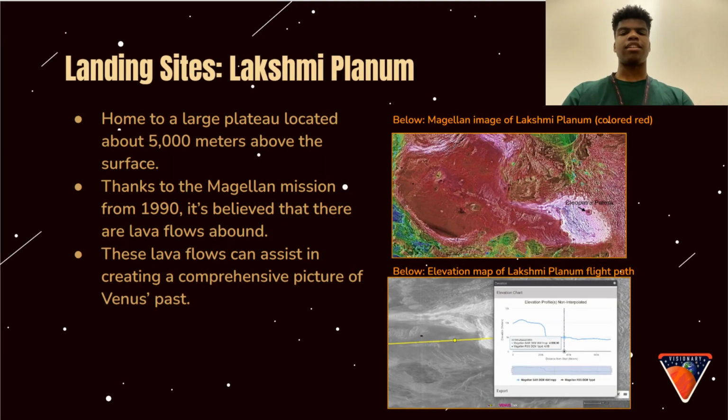The last drop site, Lakshmi Planum, is a plateau about 5,000 meters above the Venusian surface. Cursory images of this site from other orbiters have revealed that a sizable chunk of this site is composed of lava flows. Lava flows are of particular interest to our lander because investigation of the minerals within these lava flows can determine whether Venus was once Earth-like.